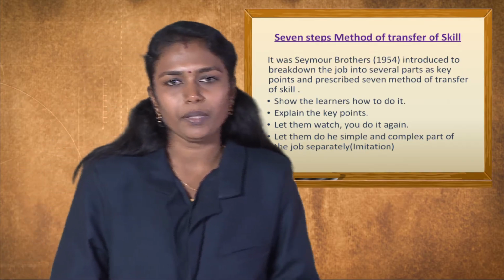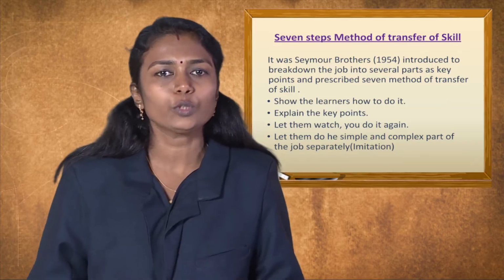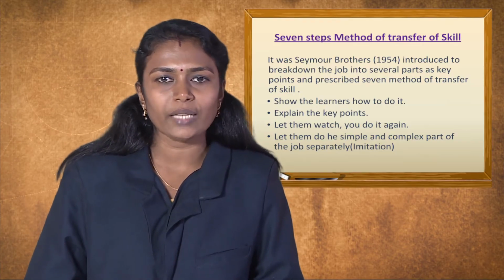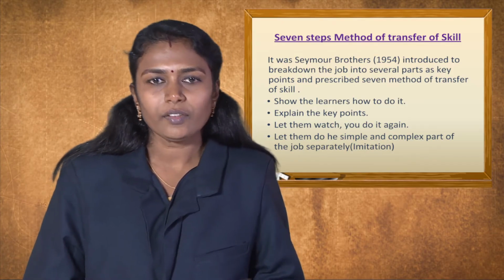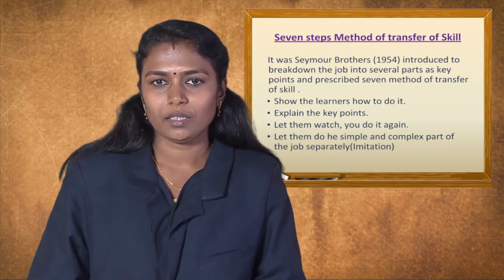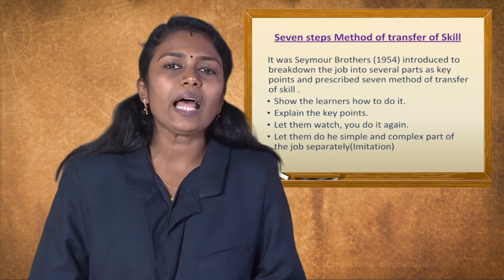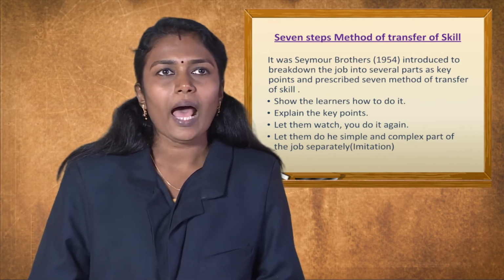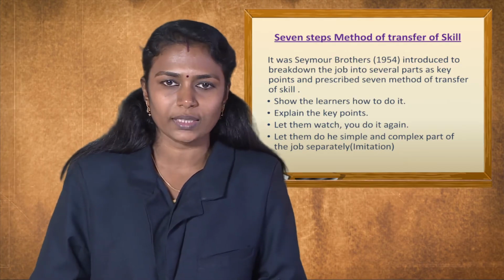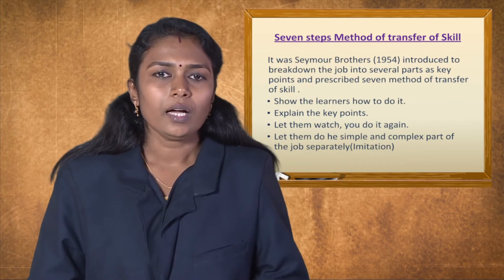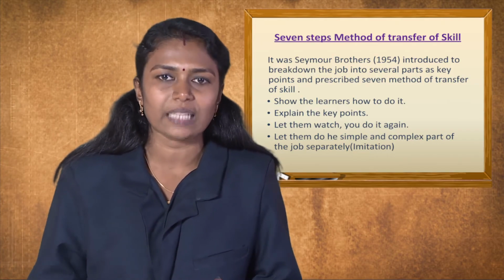Okay, in the 7 steps, first of all, the trainer has to show the learners how to do it. And the trainer has to explain the key points. And the next point, they have to watch it, and also the instructor has to do it again. The simple and complex parts of the job have to be done separately. First, no need to do it all together as a whole job. We can divide it into simple and complex parts, and that can be done separately.